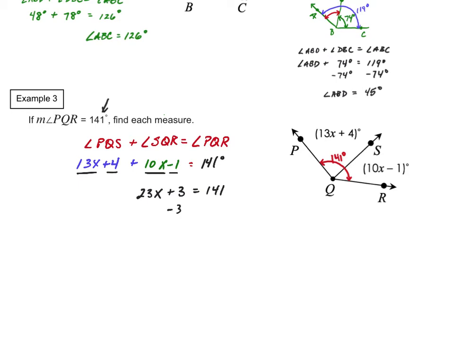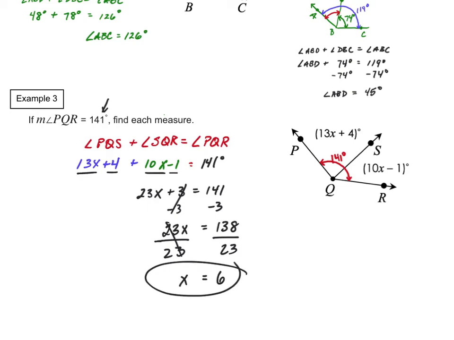Go ahead and subtract 3 from both sides so I can move that away and make it 0. So I have 23x is equal to 138. I'm going to divide both sides by the coefficient. So 23 divided by 23 becomes 1. So I have x. X is going to be equal to, I hope it's 6, right? 138 divided by 23 is going to be equal to 6. So there is the measure of x.